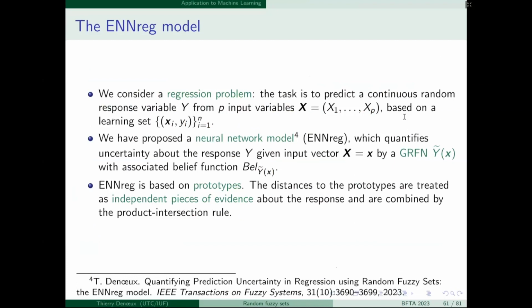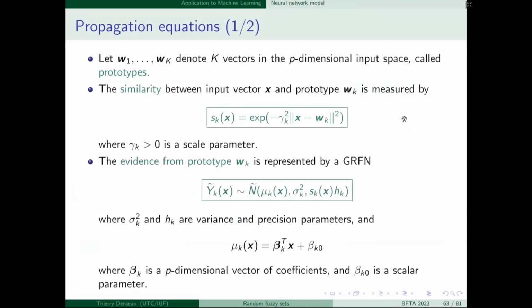He said that now we don't consider the nearest neighbors in all the training vectors, only the distances to prototypes. And in the neural network, the prototypes are learned, they are just parameters of the neural network. So here we want to do the same thing with prototypes, and each prototype will give you a Gaussian random fuzzy number that you will combine. So the model is this.